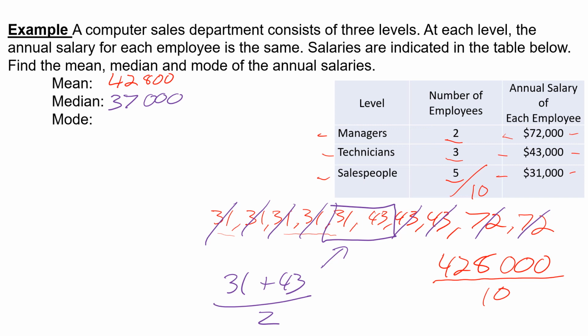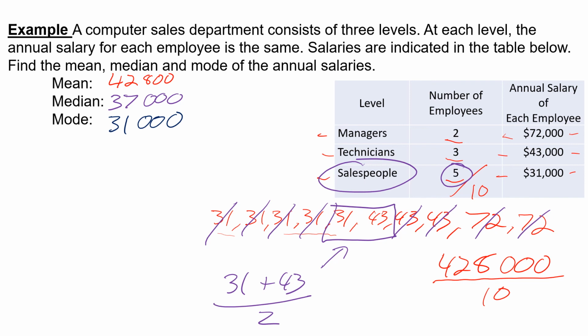Then the next one I have to do is the mode. The mode is the easiest. Which number is represented the most? Well, that's the salespeople, and so that number is going to be 31,000. So for our mean, it is 42,800, and then 37,000 and 31,000.